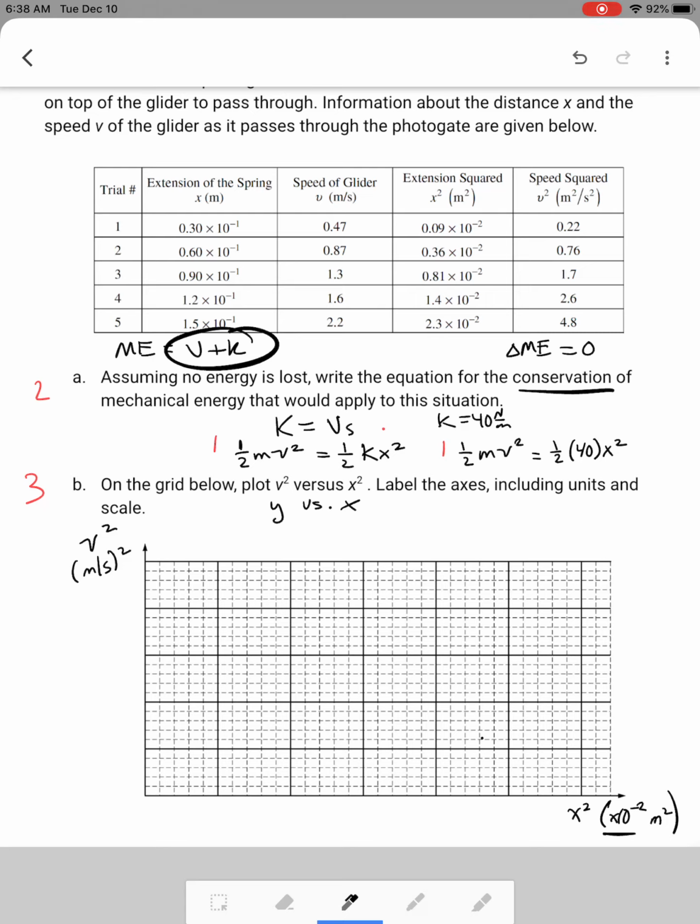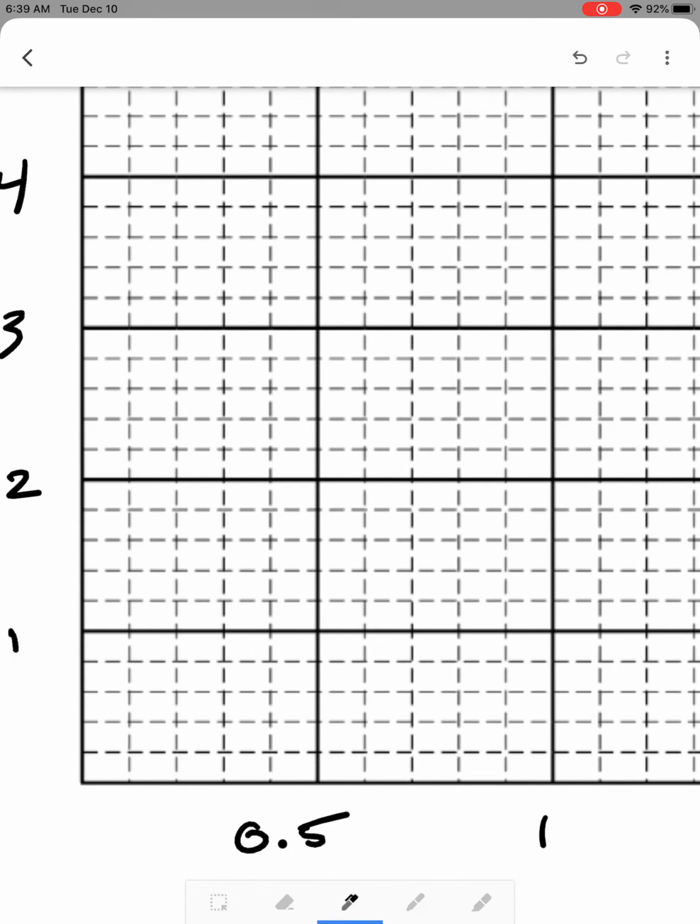So v squared goes all the way to nearly 5, so I'm just going to count by ones: 1, 2, 3, 4, 5. And then extension squared goes from 0.09 to 2.3, so I'm going to go up by 0.5s: 0.5, 1, 1.5, 2, 2.5. Now I can just plot these points. The first point is 0.09 and 0.22, so come down here. 0.09, 0.22 is probably going to be somewhere in here.